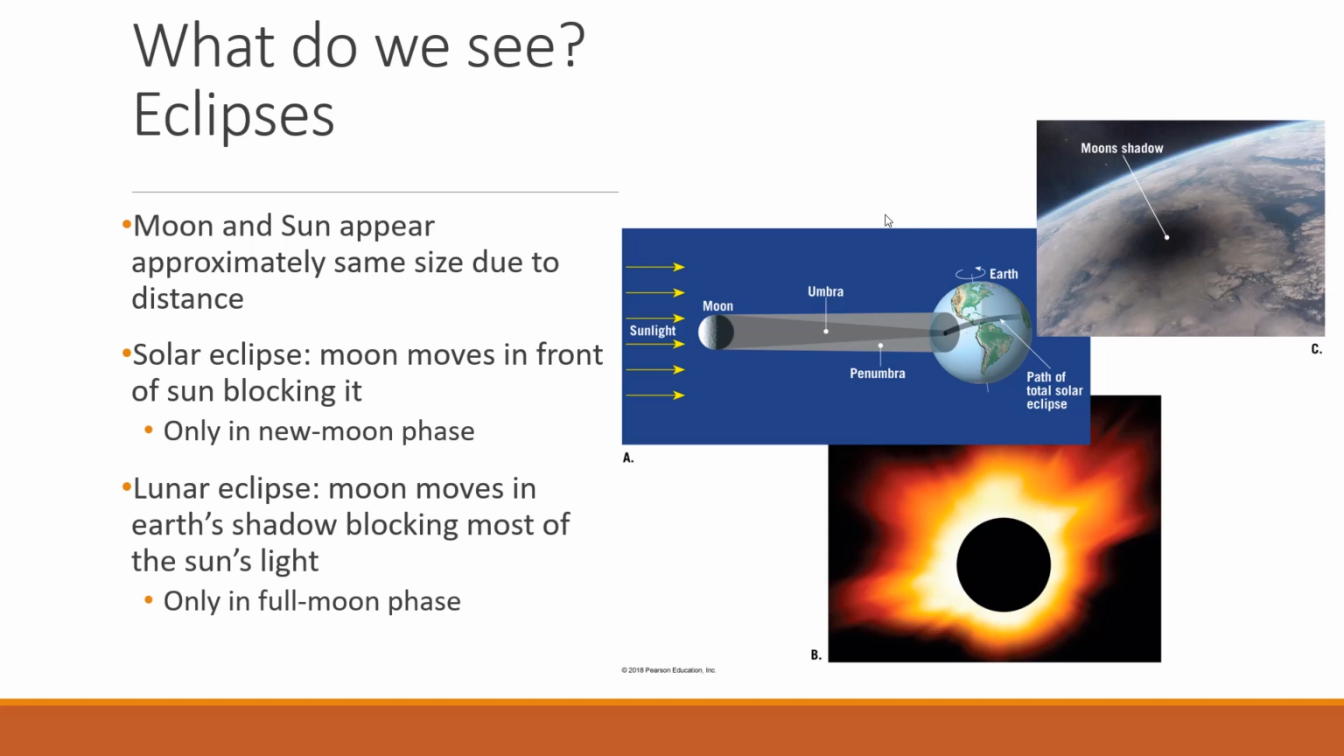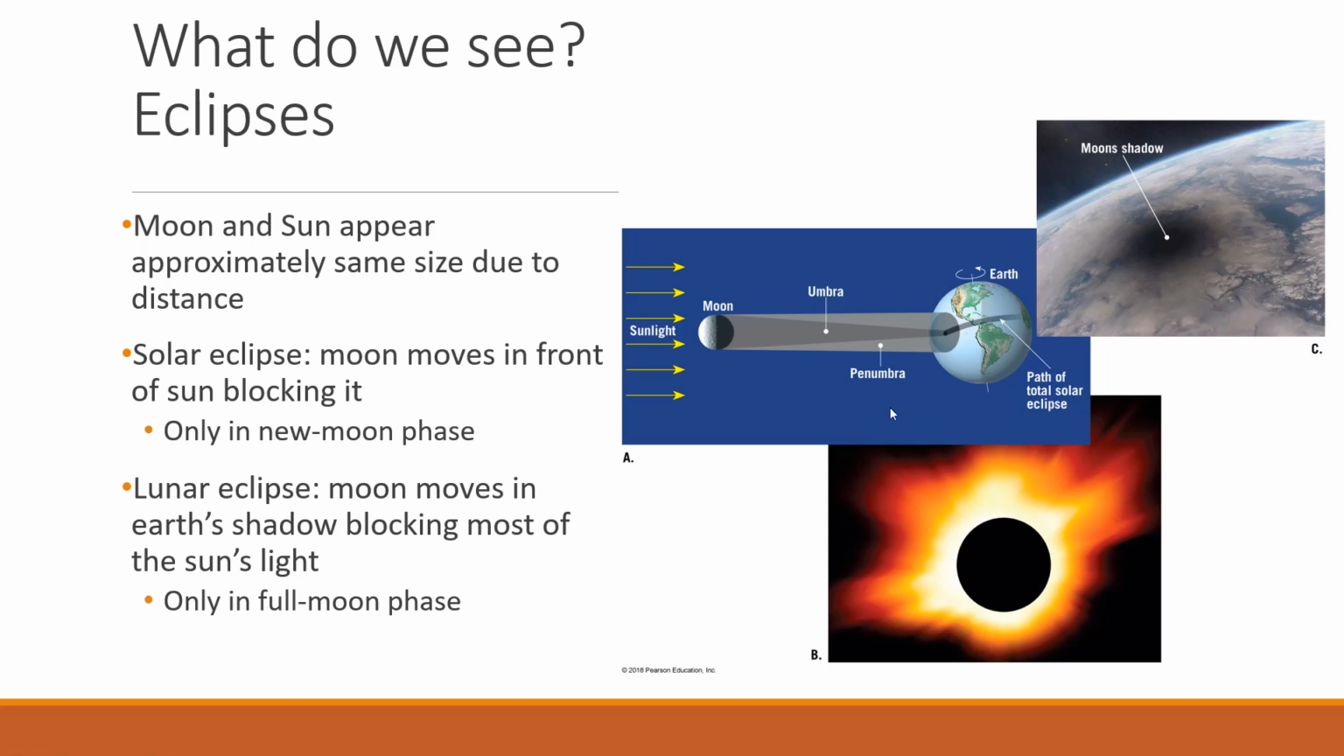A lunar eclipse is where the moon moves in Earth's shadow, and we are blocking the sun's light. I'm sorry, this is not coming out right. All right, sorry about that.